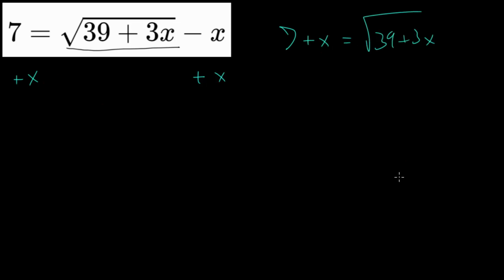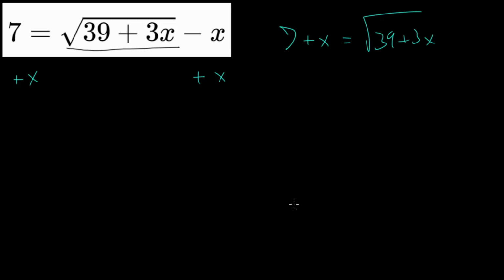So when dealing with these radical or square root equations, the general strategy, especially if there's just one square root, is to isolate the square root term and then square each side. So we can start by adding x to each side of the equation so that we can get the square root term by itself. So we get 7 plus x is the square root of 39 plus 3x.